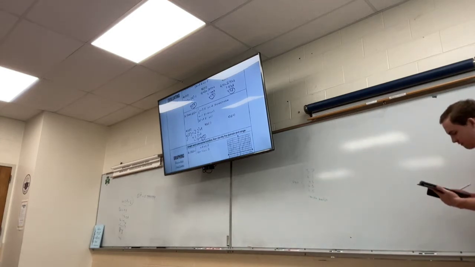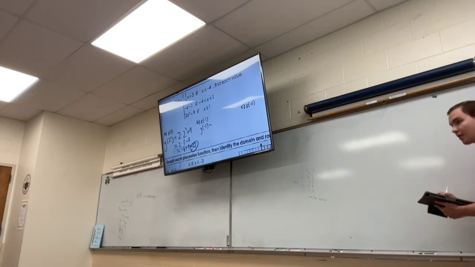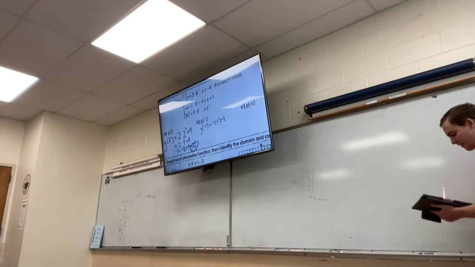Feeling okay about that one? When x equals -1, if I plug in x equals -1, which line do I use? First, second, or third? Second, right? Because -1 falls into the greater than -4 but less than 1 category. So I'm going to do g of -1 equals -(-1) minus 1. Negative of -1 is positive 1. 1 minus 1 is 0.